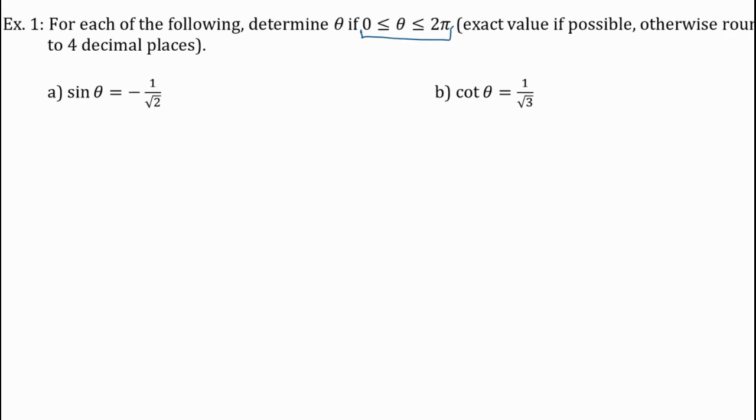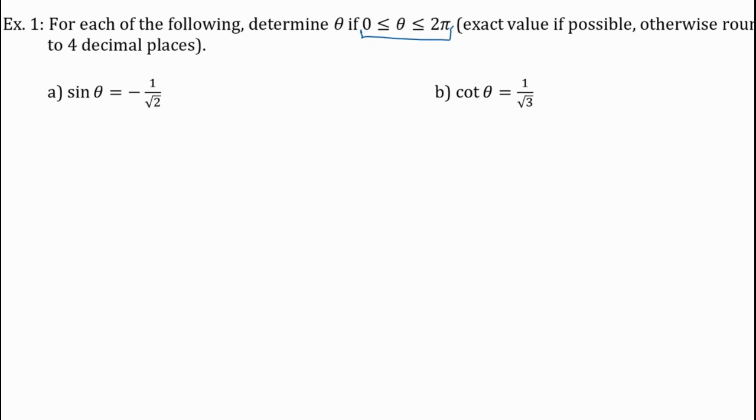And then it says exact value if possible, otherwise round to 4 decimal places. This is another key element to be aware of in this course, in both this unit and the next trig unit. That's always going to be the expectation, that you know when you can get an exact value and when you can't. On the quiz, it's exact value because you don't have your calculator. If it's not exact value, that means you have to use your calculator. You need to know when you can do each of those. You need to recognize that.